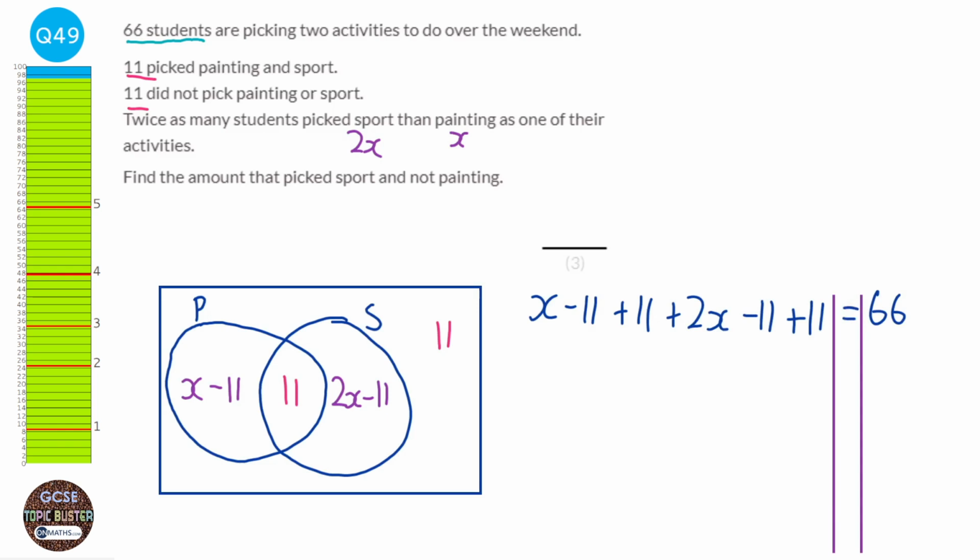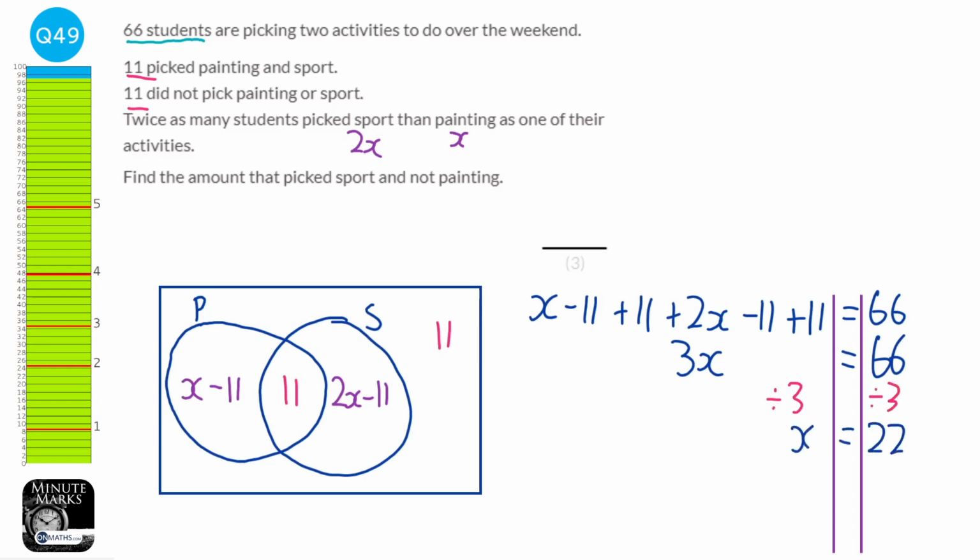Now here we've got X plus 2X, which is 3X. And we've got minus 11 plus 11, minus 11 plus 11. Well, those just cancel out. So we're left with just the 3X equals 66. We're going to divide that by 3 both sides. So we've got X equals 22.